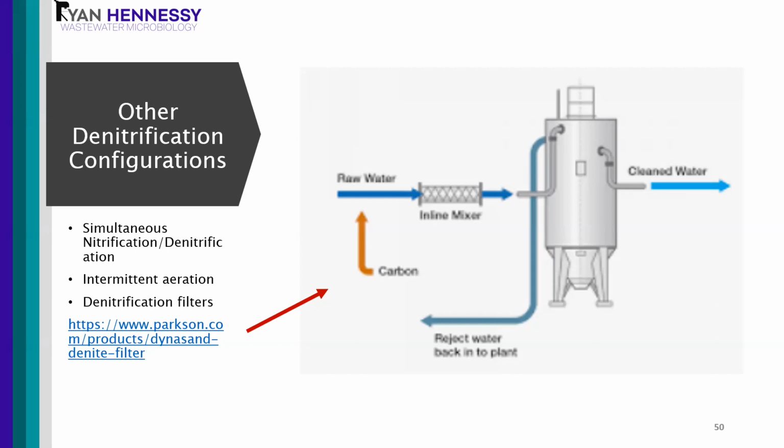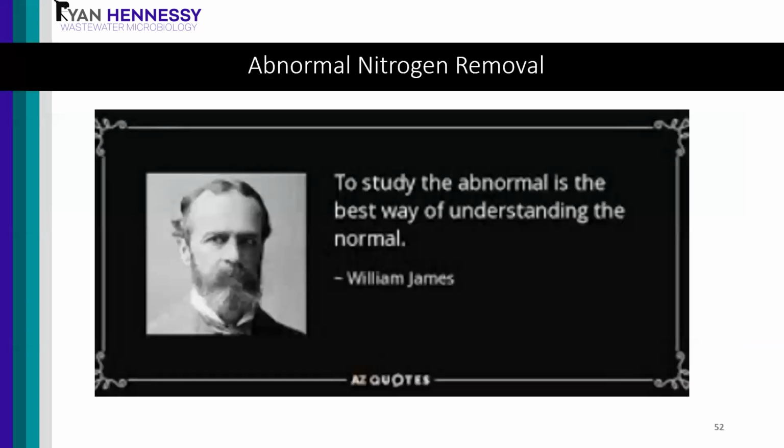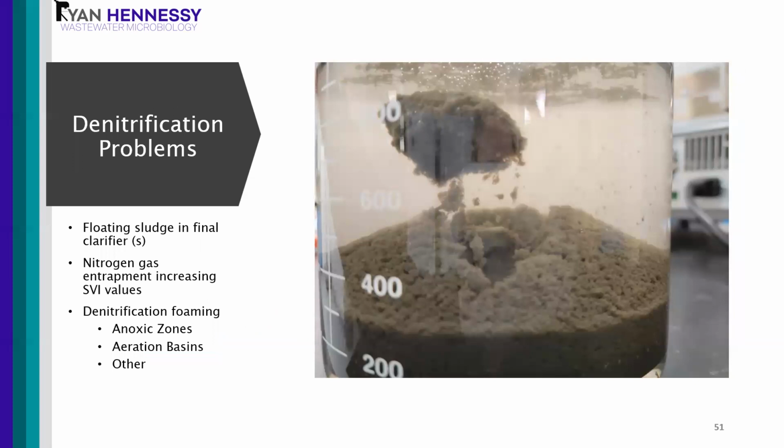There are also some methods where you can denitrify through denitrification filters. This shows an example where the raw water would be your effluent. It's going through this filter where you're dosing an external carbon supplement in order to remove the nitrate, and then the reject water would go back to the treatment plant. So denitrification is desired and needed to remove nitrate, but there are also some potential problems that can happen.